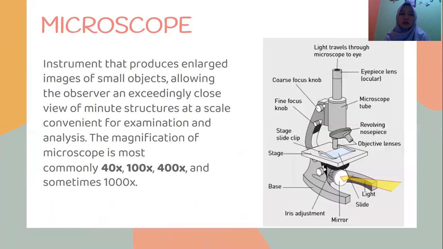Next, there is the microscope. A microscope is an instrument that produces an enlarged image of a small object, allowing the observer an exceedingly close view of minute structures at a scale convenient for examination and analysis. The magnification of a microscope is most commonly 40 times, 100 times, 400 times, and sometimes 1000 times. And on the right side, there are the parts of the microscope.